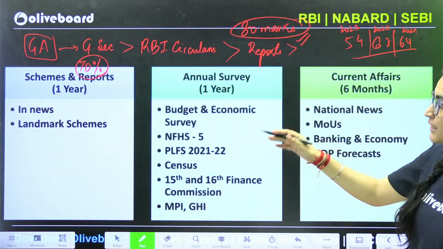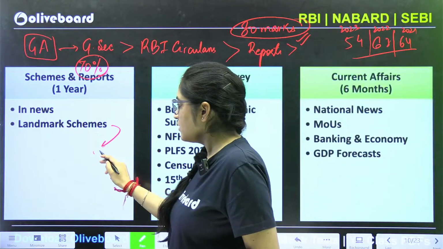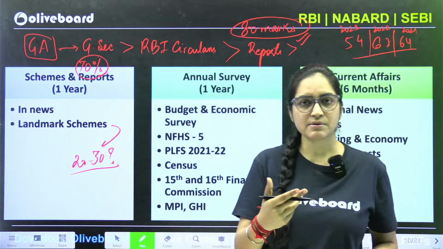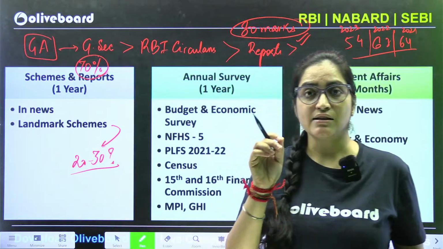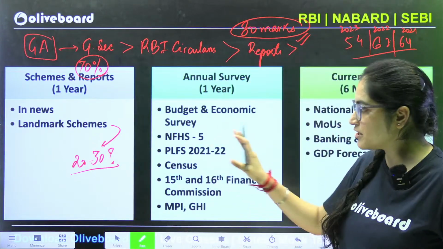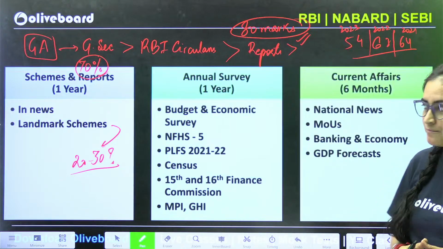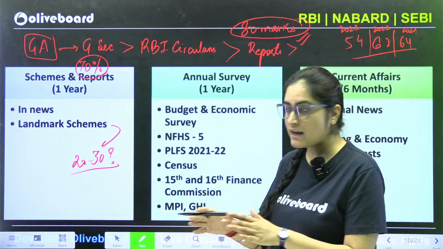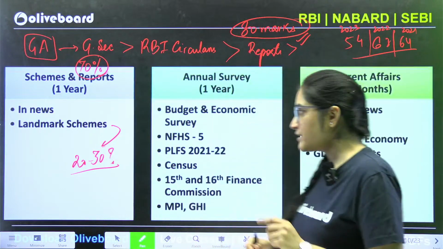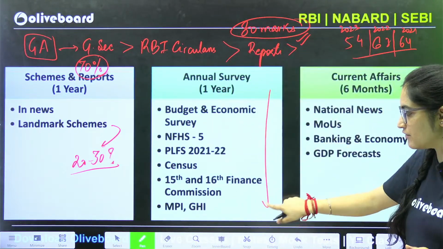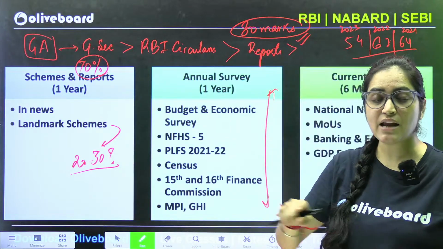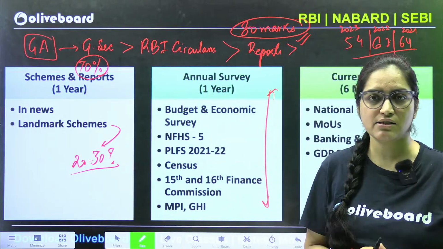With respect to other landmark schemes, almost 20 to 30% questions were from some of the schemes that are in the landmark domain that is very important for the government of India, welfare approaches and all. So therefore, 20 to 30% is from the landmark as well. So in the course, we not only cover your in news portion, but also the landmark schemes. Next thing, with respect to annual surveys, these are some of the annual surveys that you need to pick up. Questions have been asked from all these surveys in the previous years.